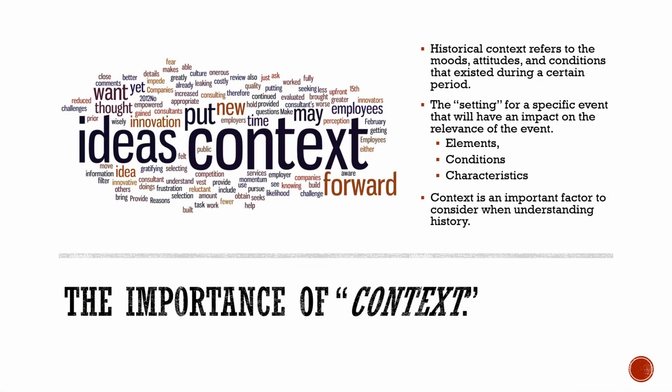So another aspect that we need to keep in mind is the historical context, which refers to the moods, attitudes, and conditions that existed during a certain period of time. The setting for a specific event that will have an impact on the relevance of the event. The context can involve the elements that surround the person, the conditions that they are experiencing, or the characteristics of the people they are around. Context is an important factor to consider when understanding history.